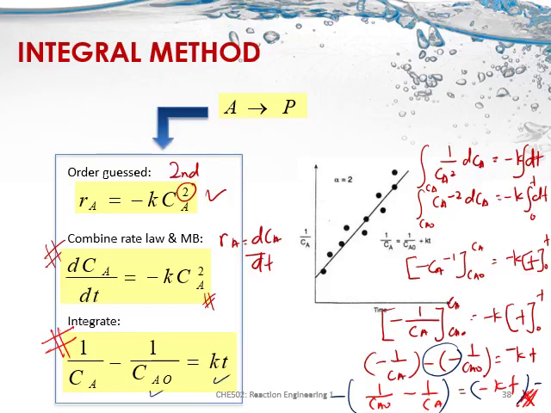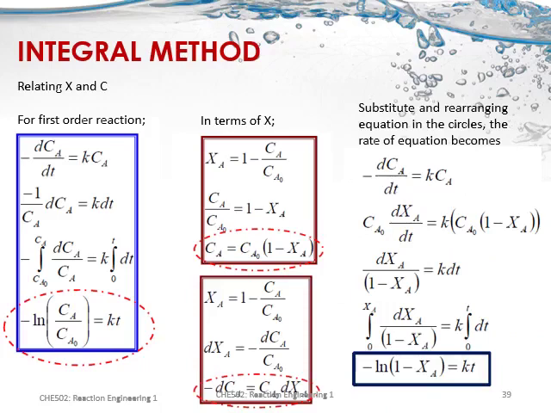So this is the plot. Okay, the dotted points here, that is the experimental data. The solid line, that is the theoretical relationship according to this equation. So having that, the slope will be equivalent to K, and the intercept will be 1 over CA naught. Alright, so this is the integration method for first order.